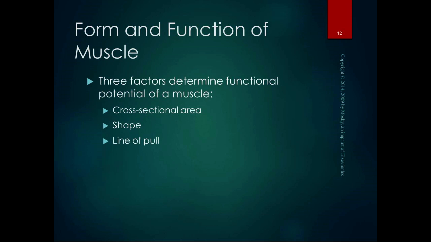So three factors determine the functional potential of a muscle. Like, hey, what can you do with that muscle? The cross-sectional area, in other words, bigger, fatter muscles are stronger. That totally makes sense, right? The shape of the muscle, and we'll talk about different muscle shapes, and its line of pull. So we started talking about line of pull, and we're going to keep talking about it. In fact, we're going to be talking about it all the time.